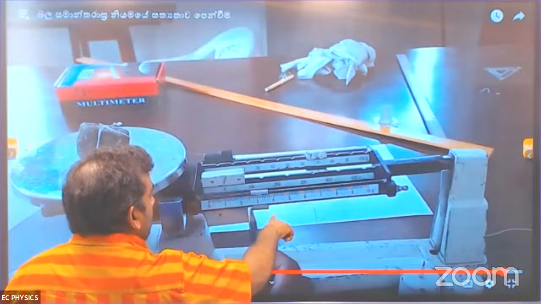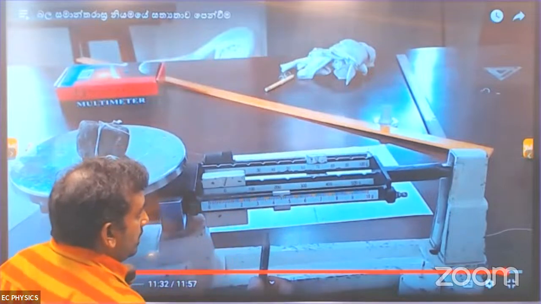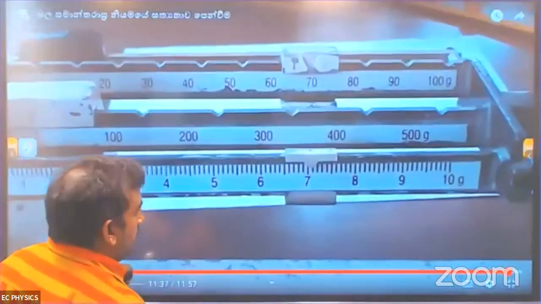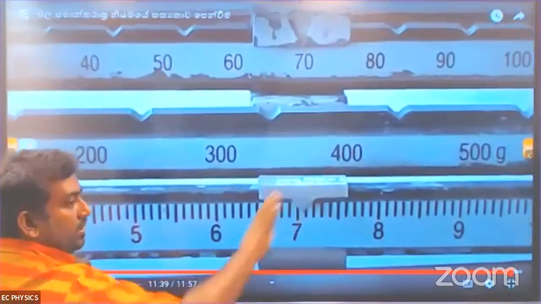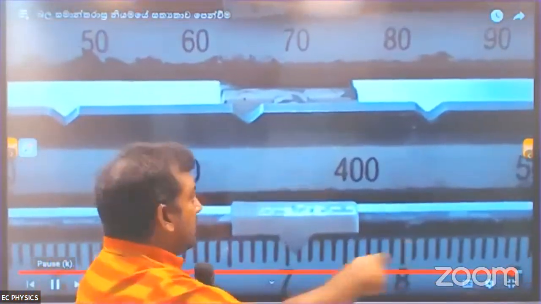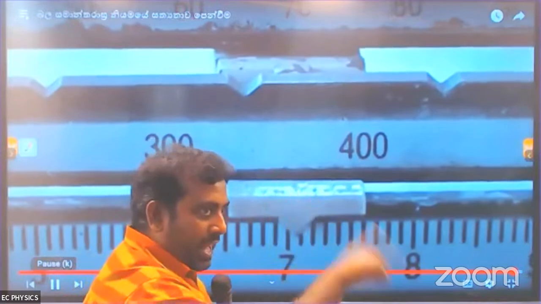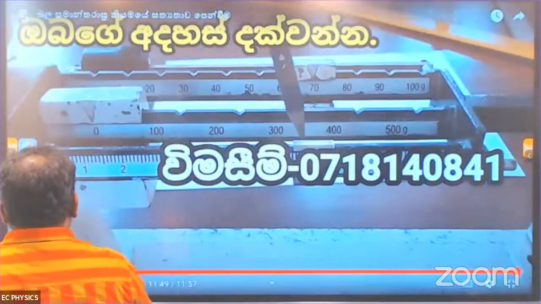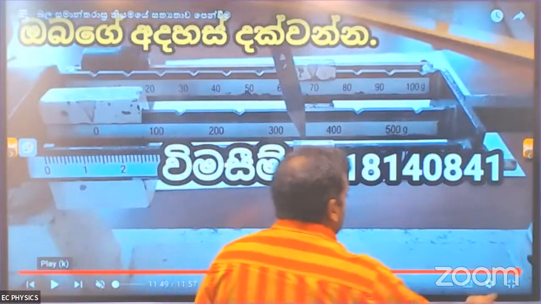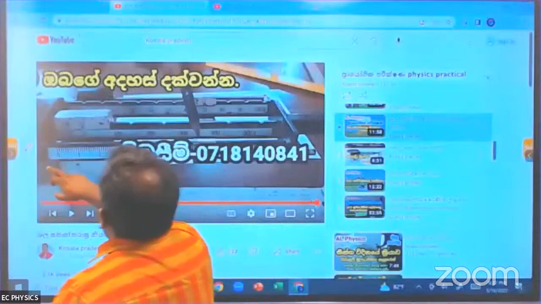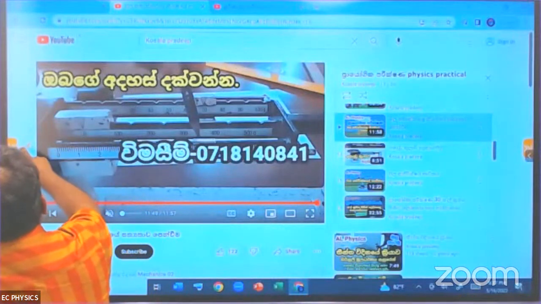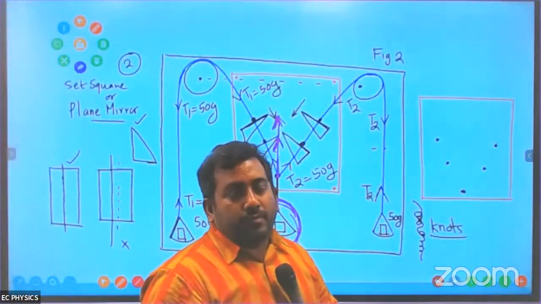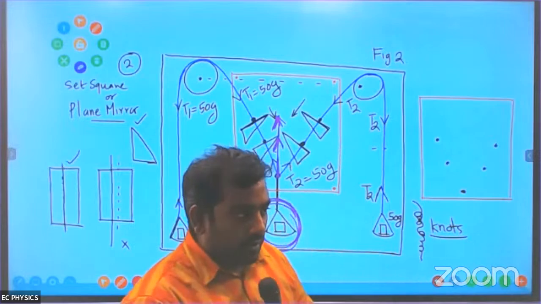Now move the 1. Slowly move it. 77, it will be horizontal. 77 horizontal means calculated weight, measured weight, both are what? Same. Okay, no? Right. There you go. Practical number 5 done.